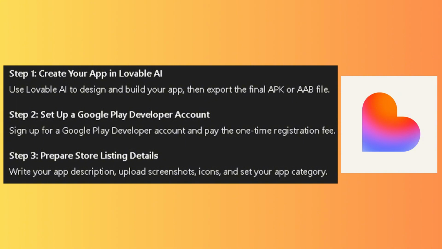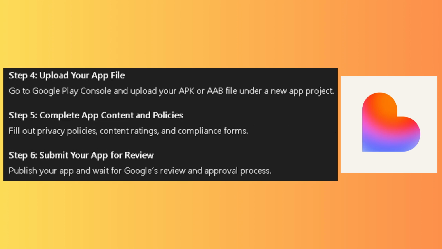Prepare the store listing details: write your app description, upload screenshots and icons, and set your app category. Upload your app file: go to Google Play Console and upload your APK or AAB file under the new app project.